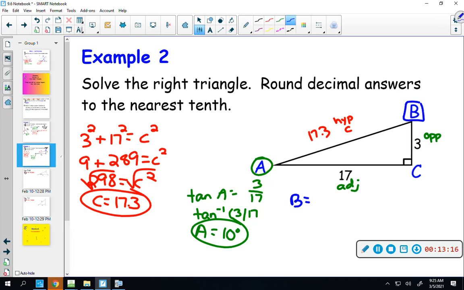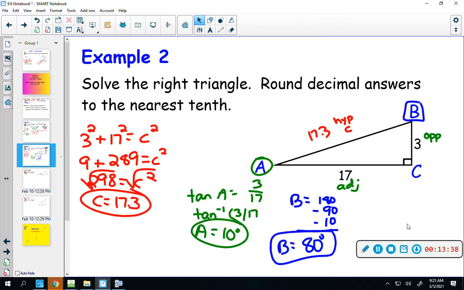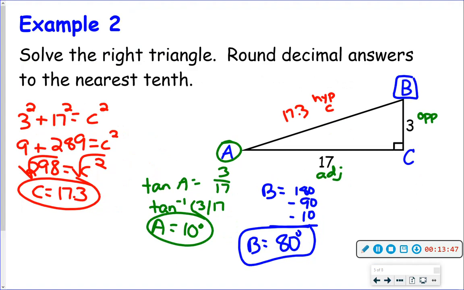Now, we can do B just in our calculators, just like the last time. All angles add to 180. So I'm going to take off the right angle, and I'm going to take off angle A. I can do that in my head. I got 180 minus a hundo, 80. And it doesn't matter. I decided to find angle A first because I felt like it. You could have found B first. It won't matter. You will get the same answers. So you can work in a different order than what I did.